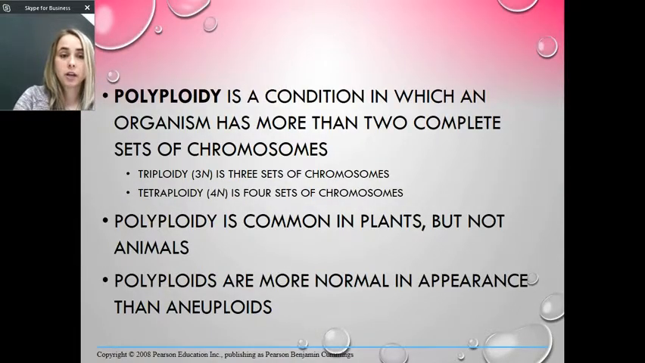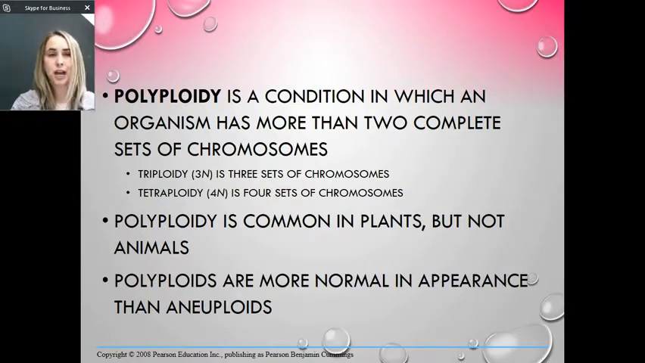Polyploidy is a condition in which an organism has more than 2 complete sets of chromosomes. Triploidy, so we're diploid. We have 2 sets of chromosomes. And there's triploidy, 3N, tetraploidy, 4N, and polyploidy is common in plants. It's not common in the animal kingdom, but plants have it all the time.